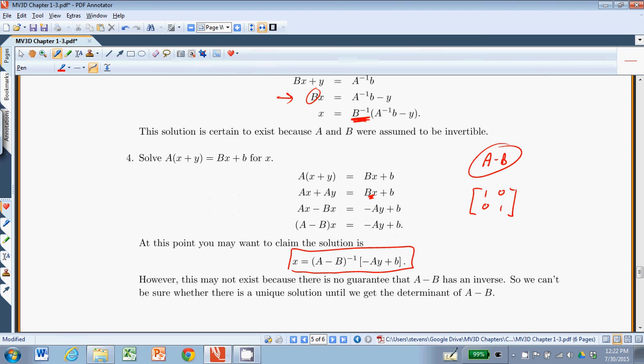So here's a matrix with an inverse. Right? Its determinant is 1. And I'm going to subtract another matrix that has an inverse. Right? This has an inverse. This has an inverse, but when I subtract them, I get 0, 0, 0, 0. That determinant is 0. There's no inverse. So there's no guarantee that A minus B has an inverse. Sometimes it will, sometimes it won't.